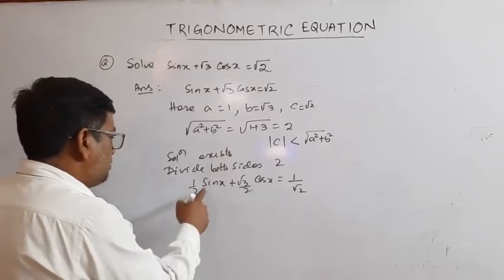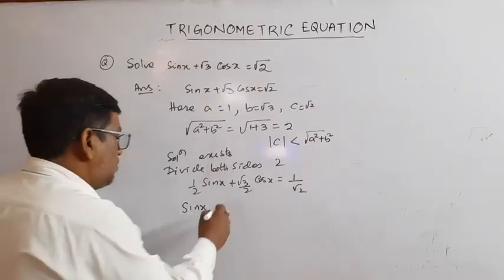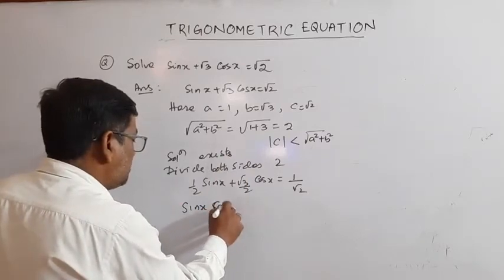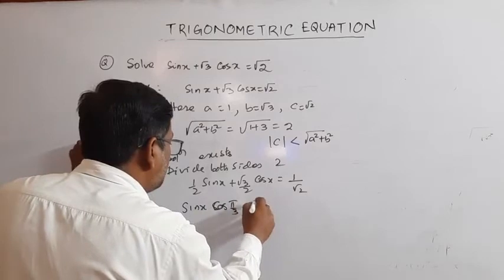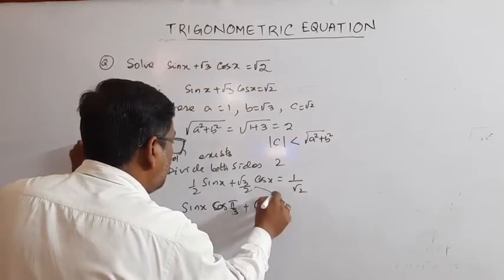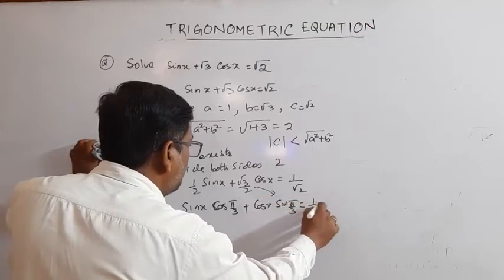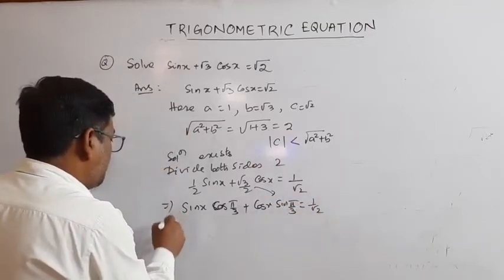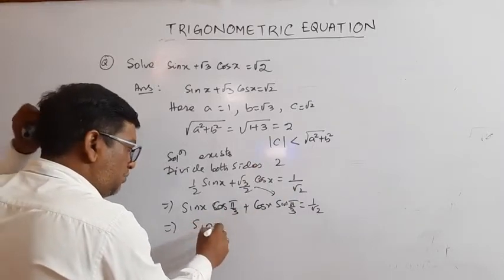This is, suppose, sin x into what? Half means cos of what? Cos of 60, pi by 3, plus this is cos x into, and this is what? Sin pi by 3, is equal to 1 by root 2. That implies this is sin a cos b plus cos a sin b. This is sin of a plus b.